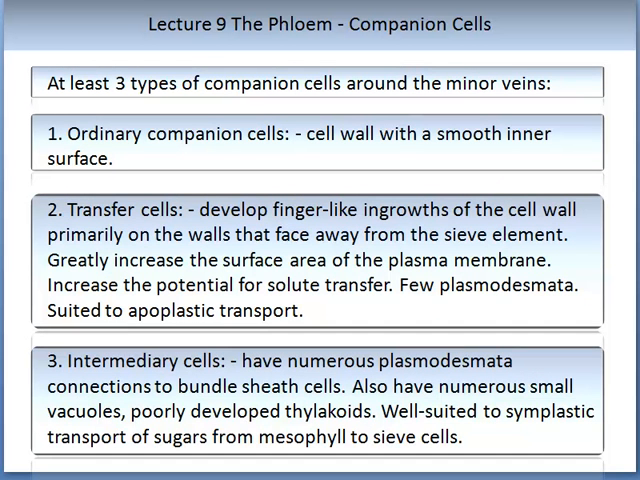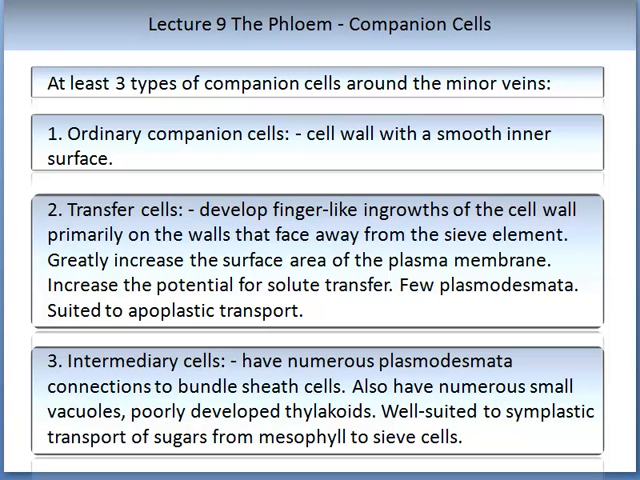These companion cells come in at least three types around the minor veins. The first type is the original companion cell. This has a cell wall with a smooth inner surface. The second type are called transfer cells. They develop finger-like ingrowths of the cell wall primarily on the walls that face away from the sieve element. They greatly increase the surface area of the plasma membrane. They increase the potential for solute transfer, have few plasmodesmata, and are suited to apoplasmic transport.